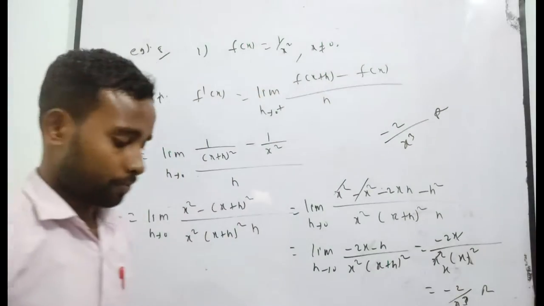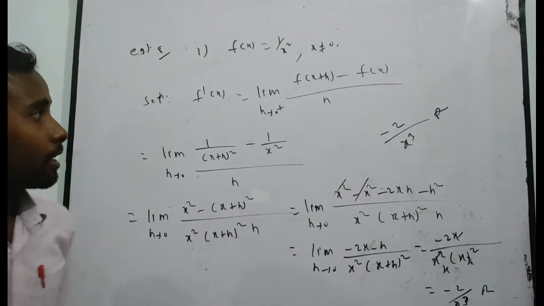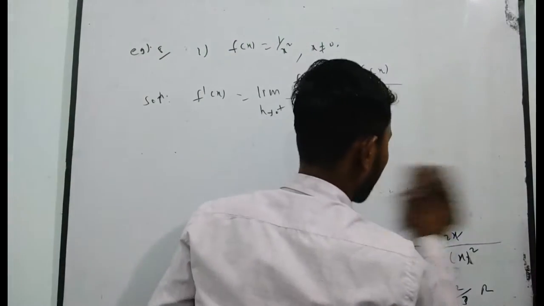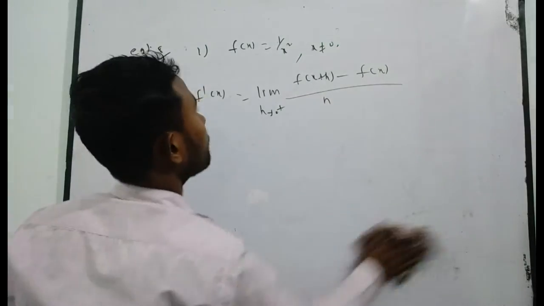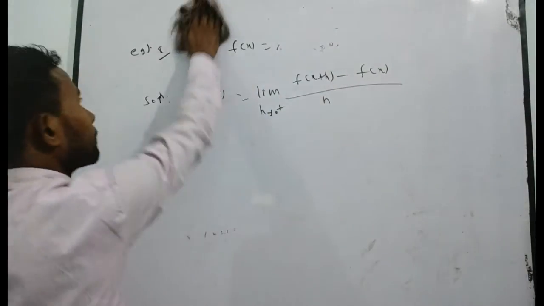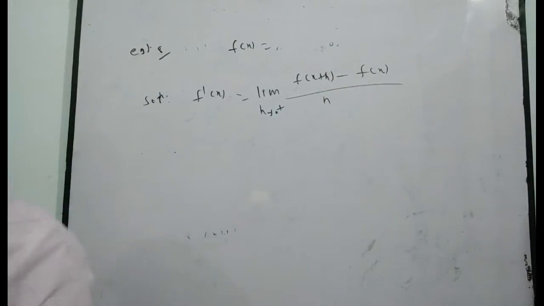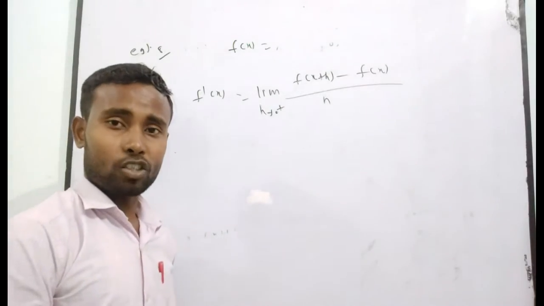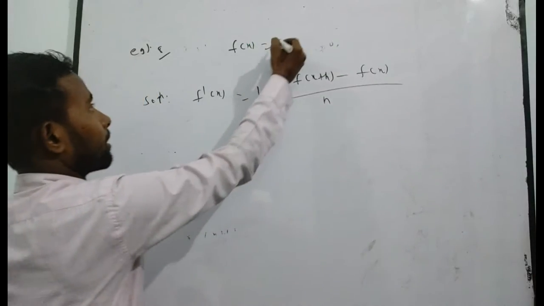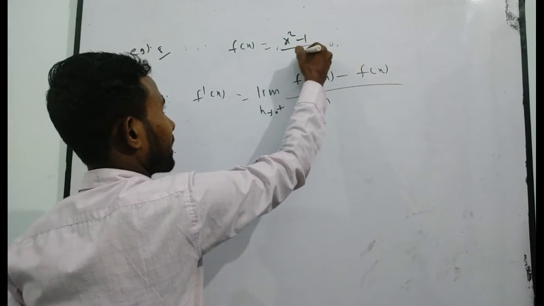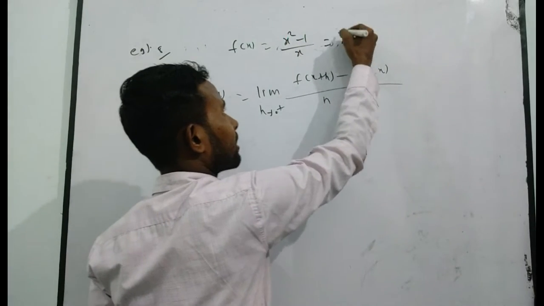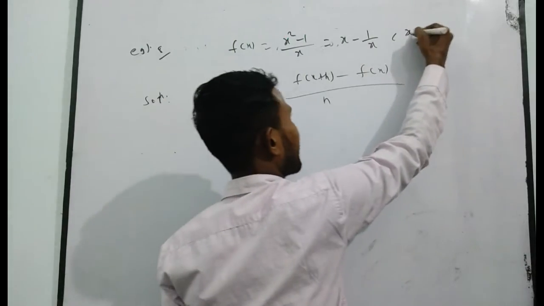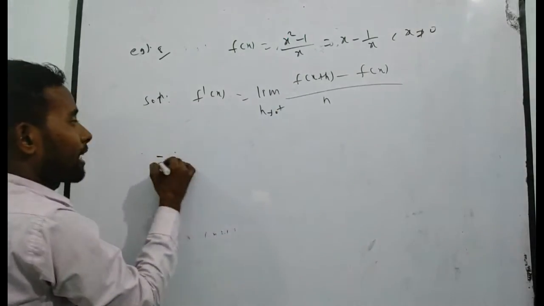Have you understood? Now again take the next problem for you. In the next question, the function is (x² − 1)/x. Can you write this function as x²/x − 1/x? Here it is also mentioned x is not equal to 0. Now you have to write it.